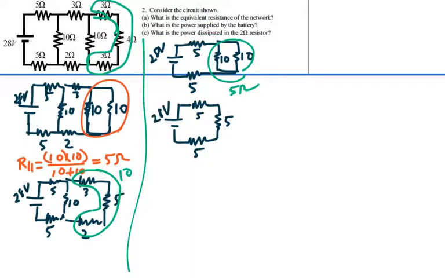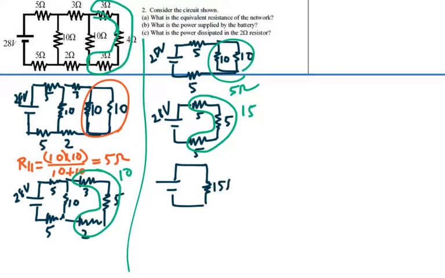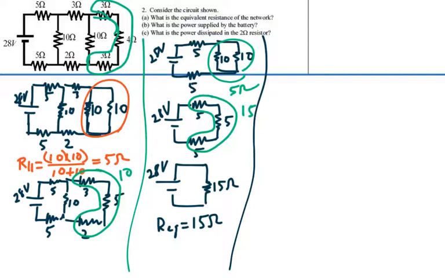And now we have a series combination. 5, 5, 5 adds up to 15. And so our final circuit looks like this: 15 ohms, 28 volt battery. Our R equivalent is 15 ohms for the whole circuit. Sounds good? So that is part A.